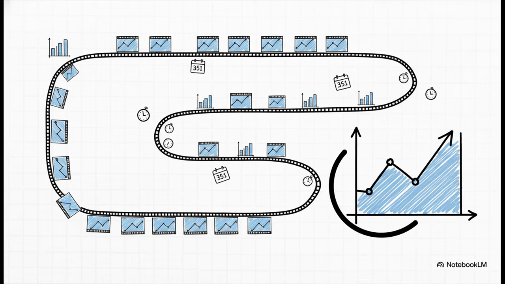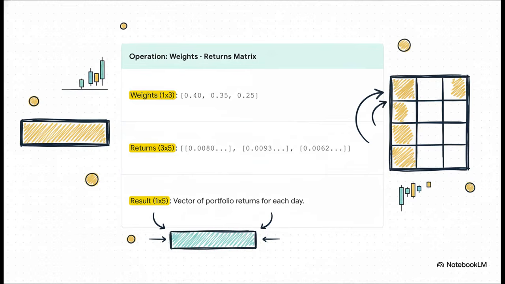To do that, we need to take our dot product operation and scale it up from 1D vectors to 2D matrices. And here's how it works. We take our single weights vector and we multiply it by a whole matrix of historical returns, where each column is a different day. And the really cool part is that this single operation is basically doing 5 different dot products all at the same time, one for each day.